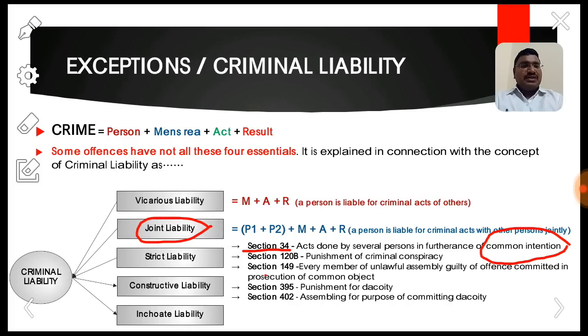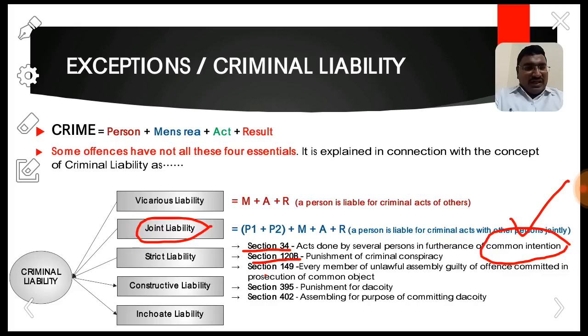With a common intention, several persons do a certain act, it becomes a crime. They should have the common intention. In order to prove the common intention, there must be at least more than one party. There must be at least two or more than two parties.